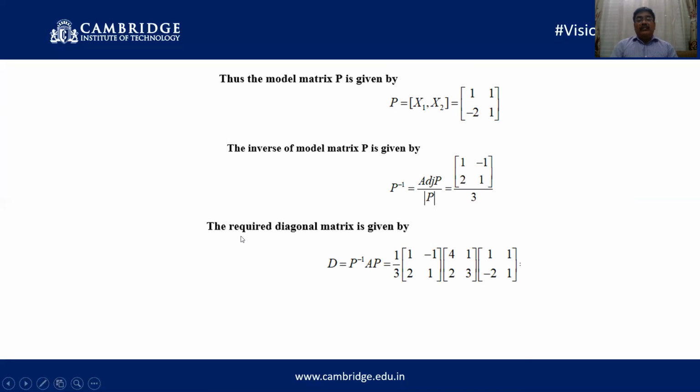Yes, in the final step, we need to obtain the diagonalized matrix by using this equation D equals P inverse A into P. Here let us substitute for P inverse, A is the given square matrix, and P is the model matrix. By multiplying these three matrices, we get the required diagonalized matrix for the given matrix. This is the required diagonalized matrix for a given square matrix. Okay. Similarly, we can diagonalize any given square matrix by following these 5 steps.